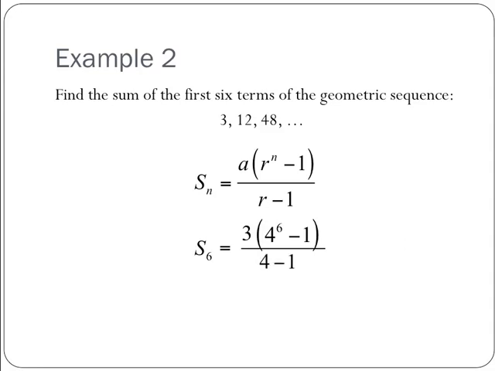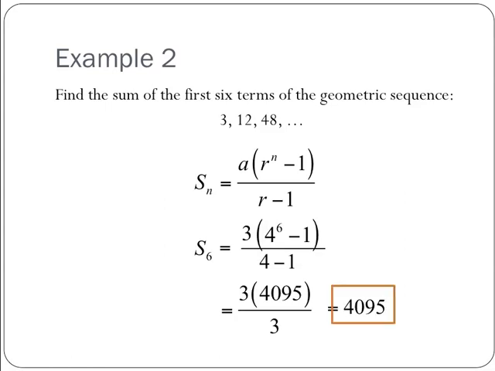Simplifying 4 to the 6 minus 1 gives us 4,095, and multiplying and dividing gives us our answer here. So the sum of the first 6 terms of the geometric sequence is going to be 4,095. Now, again, you can verify this by finding the 4th, 5th, and 6th terms of the sequence and then adding those to 3, 12, and 48, and you will end up finding that your answer is 4,095.